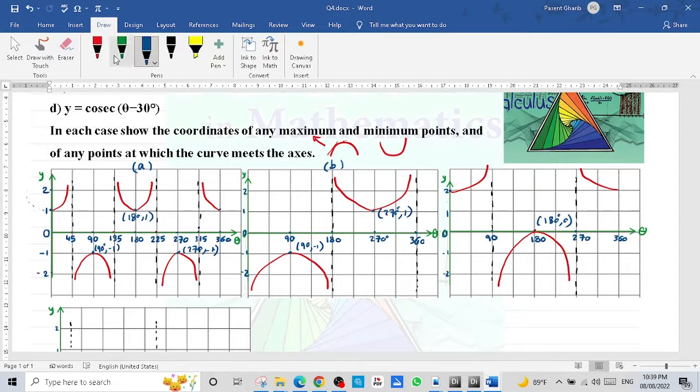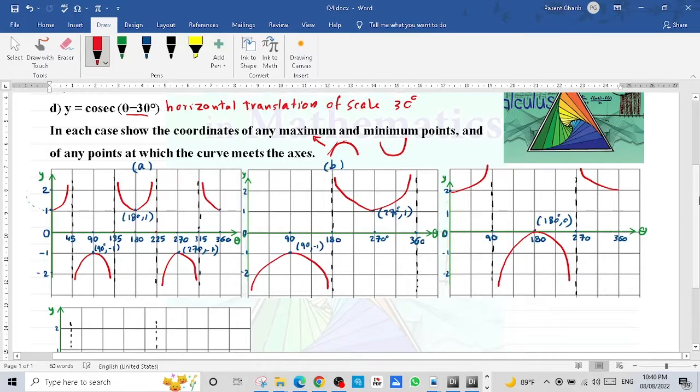Part D, y equals cosec of theta minus 30. So this is a horizontal translation of scale factor 30 degrees, because when we equate theta minus 30 to 0, theta equals 30. So this is a horizontal translation of scale factor 30 degrees in the direction of theta. So we translate cosec theta by 30 degrees in the positive direction.